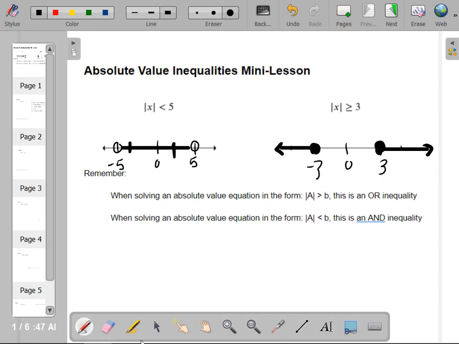So this would be called an or inequality because it's either less than negative 3 or greater than 3. If it's an absolute value greater than something, then it's called an or inequality. They shade away from each other. The only thing I haven't done is write these as inequalities.